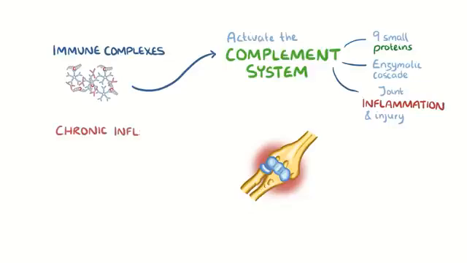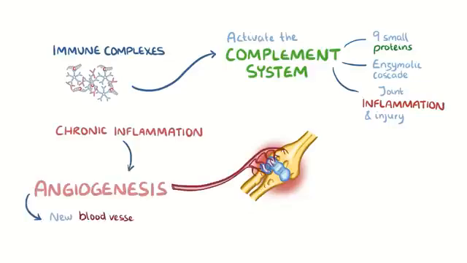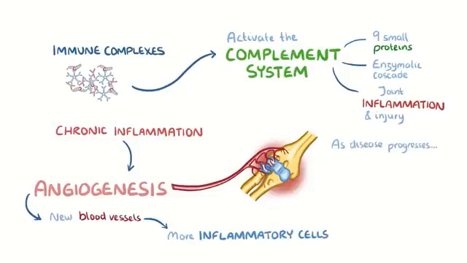Finally, the chronic inflammation causes angiogenesis, or the formation of new blood vessels around the joint, which allows even more inflammatory cells to arrive. As the disease progresses, multiple joints on both sides of the body get inflamed and gradually destroyed.